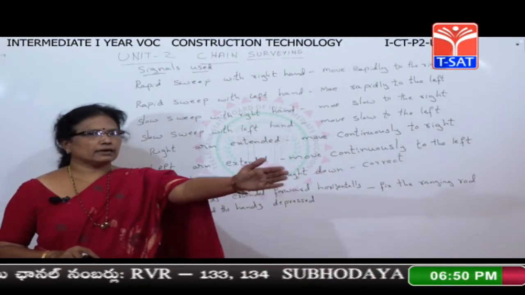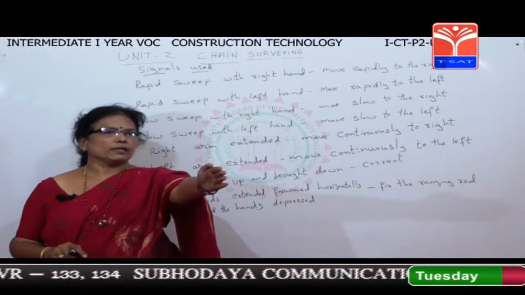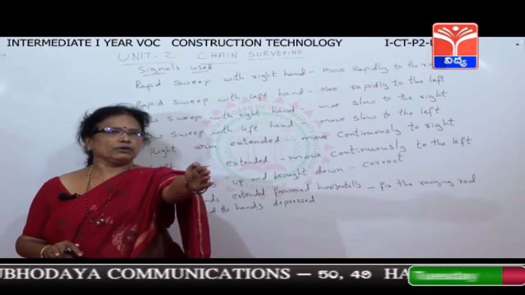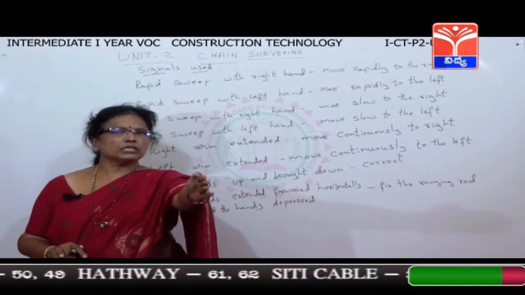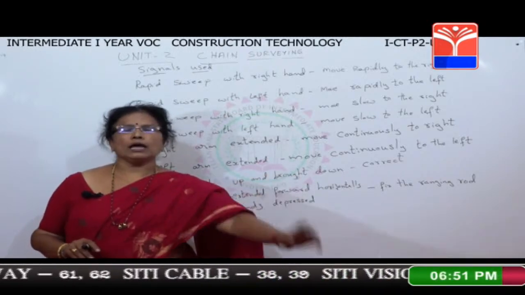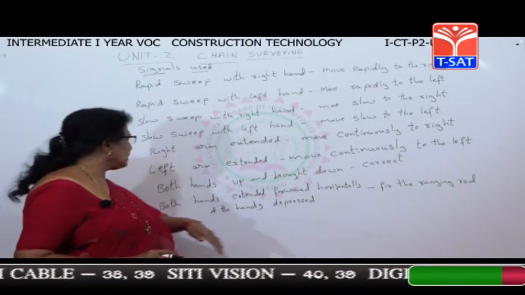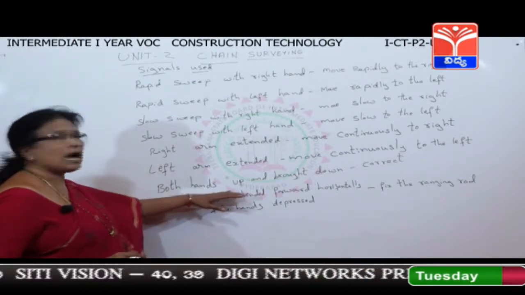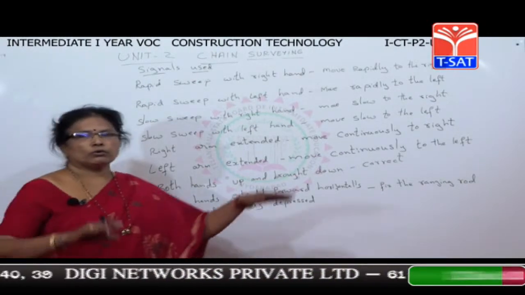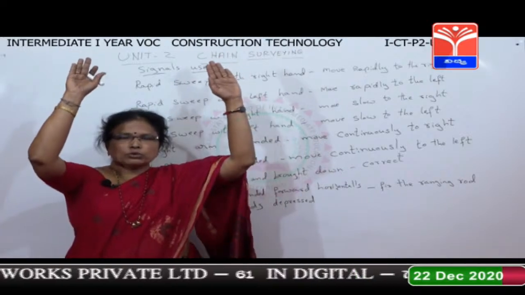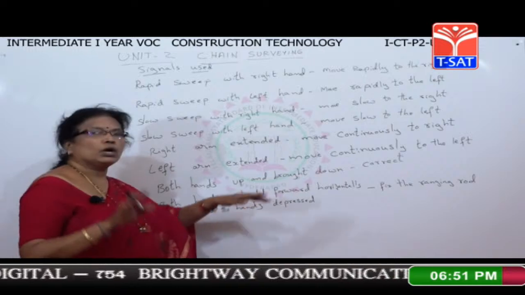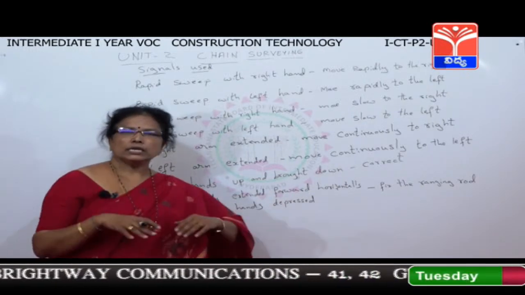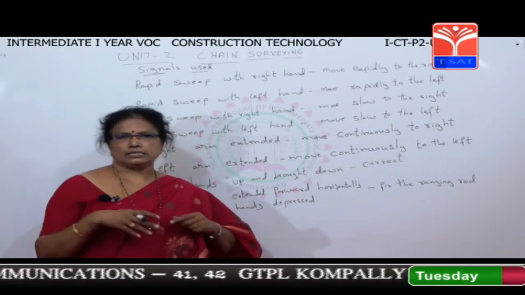Left arm extended and move continuously. If you extend your left hand, that means you have to move your ranging rod continuously to the left. And next, both arms up and brought down. That means you have to raise both your hands and put them down. That means your ranging rod is in correct line, straight line.